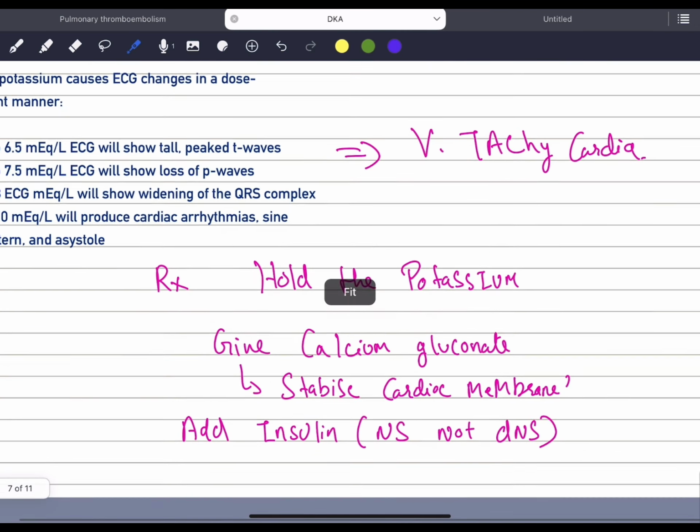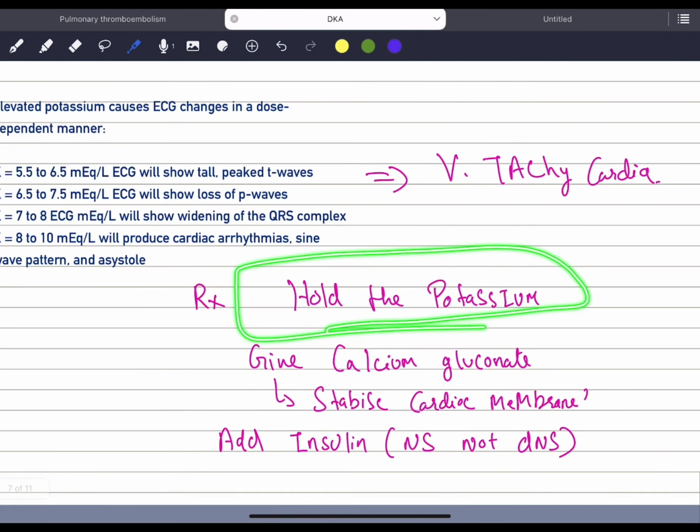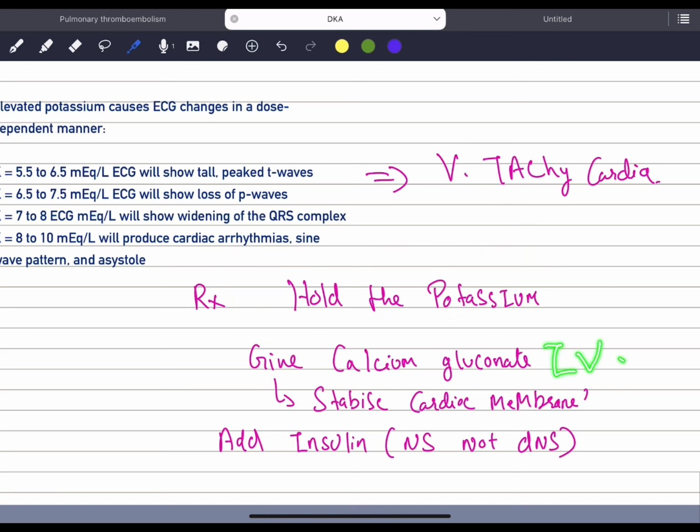Now for treatment, hold the potassium if you are supplementing it. Give IV calcium gluconate to stabilize the cardiac membrane so they don't develop ventricular tachycardias or serious tachyarrhythmias. Add insulin because we have learned that it causes a shift from the extracellular compartment to the intracellular compartment. So that will bring down the potassium level. Do not give it in DNS because it's a diabetic patient. Give it in NS.